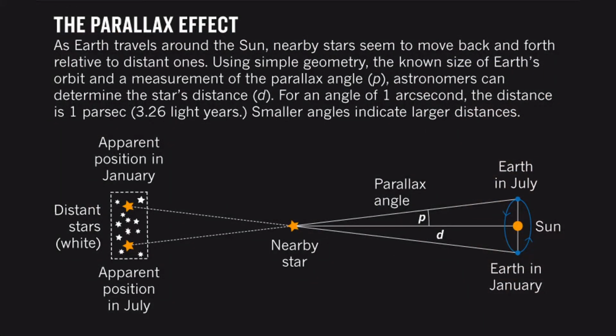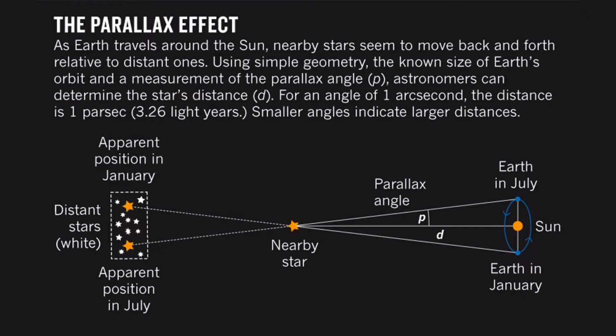The parallax effect is foundational to astronomy, so let's look at it one more time. As the Earth travels around the Sun, nearby stars seem to move backwards and forwards, apparently on the plane of the sky relative to distant ones. It's simple geometry, the small angle equation, to use the known size of the Earth's orbit and a measurement of that parallax angle to determine the distance to the stars.